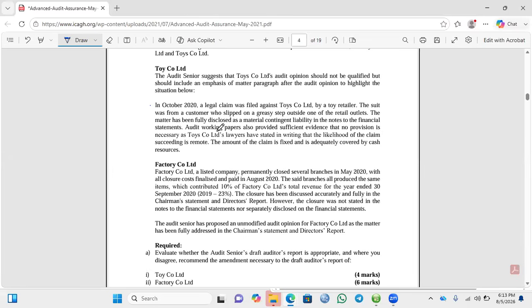Audit working papers also provided sufficient evidence that no provision is necessary, as Toys Company's lawyers have stated in writing that the likelihood of the claim succeeding is remote. The amount of claim is fixed and is adequately covered by cash resources. Okay. So do you think that what the auditor said is appropriate? For me, I think yes.